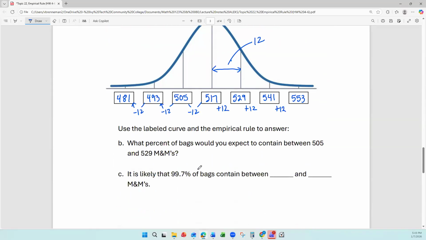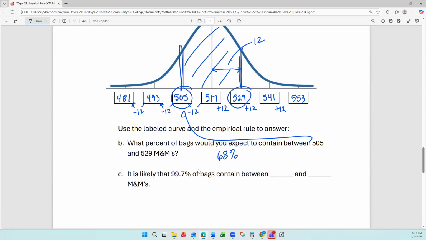So then if we're asked what percent of bags would contain between 505 and 529, I find those numbers here on my labels, and I see those correspond to this area closest to the mean, just within 1 standard deviation above and below the mean. That's the 68% area. And then if we want to go 99.7%, we need to go all the way out to the third line on each side. And so that's going to be the 481 and the 553.